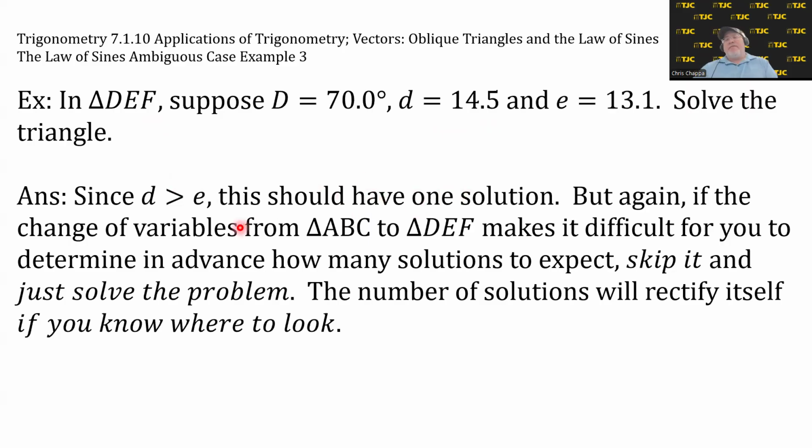But again, if the change of variables from A, B, and C to D, E, and F makes it difficult for you to determine in advance how many solutions to expect, skip it and just solve the problem. The number of solutions will rectify itself if you know where to look.